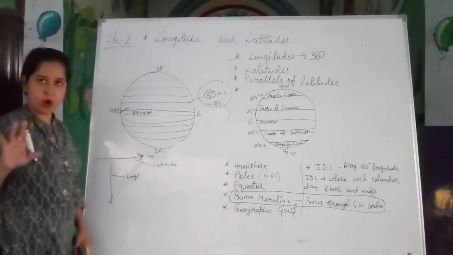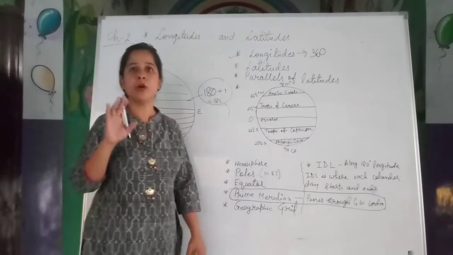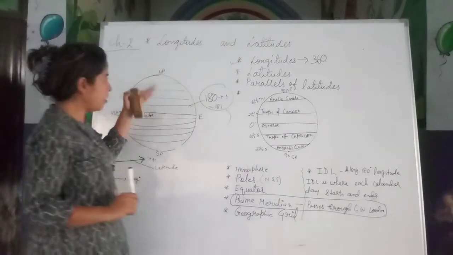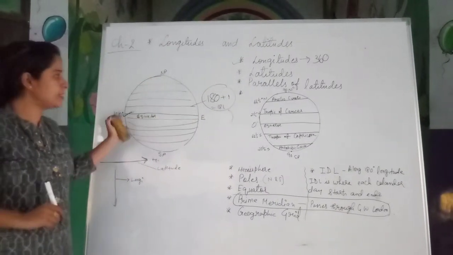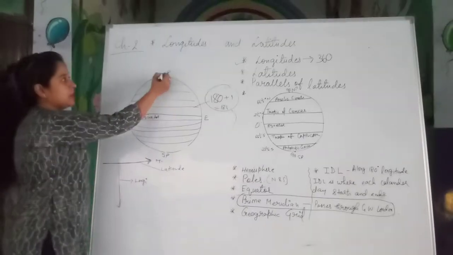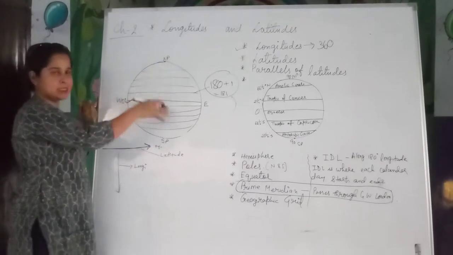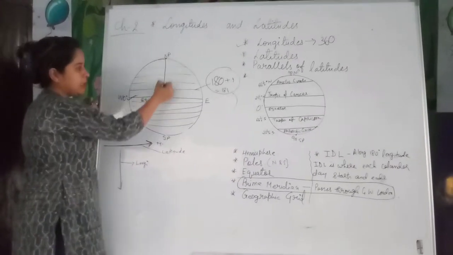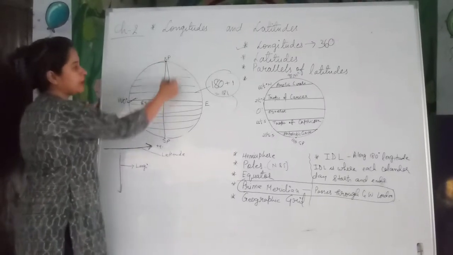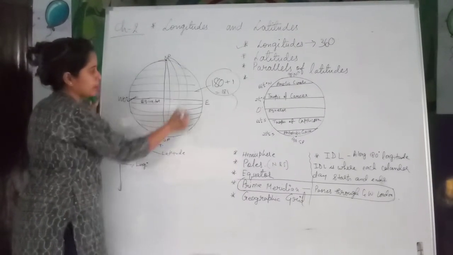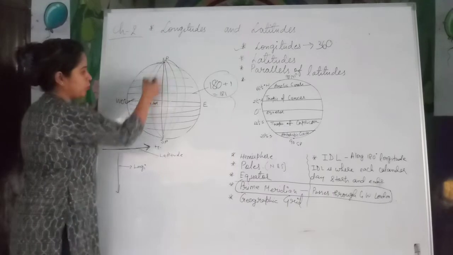So have you all understood the difference between longitude and latitude? Latitudes are the horizontal lines running from east to west, and longitudes are, now I am drawing both the lines here, the vertical lines running from North Pole to South Pole.